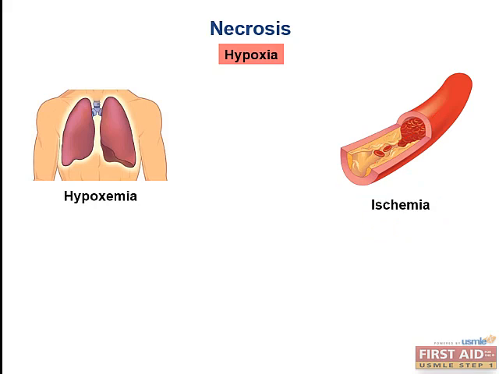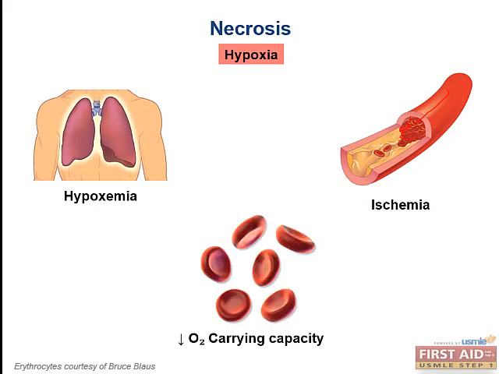The final type of hypoxia: let's say oxygen has made it into the bloodstream, but it can't be carried very well. So there's a problem with the carrying capacity of oxygen. And the most common cause of this is really just a decrease in red blood cells, so anemia.